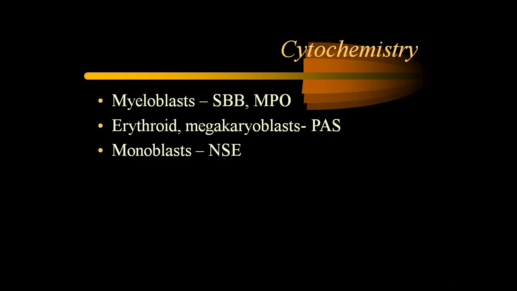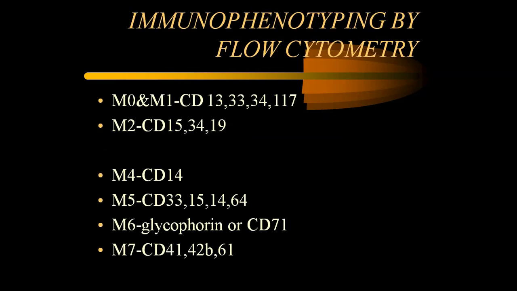Coming to the other laboratory features, the cytochemical findings: myeloblasts will stain for special stains Sudan black B and myeloperoxidase. Erythroid and megakaryoblasts, your M6 and M7 blasts, will stain for PAS, periodic acid-Schiff stain, and M4 monoblasts and M5 monoblastic leukemia will stain for non-specific esterase. So these are certain special cytochemical stains for the diagnosis of the blasts.